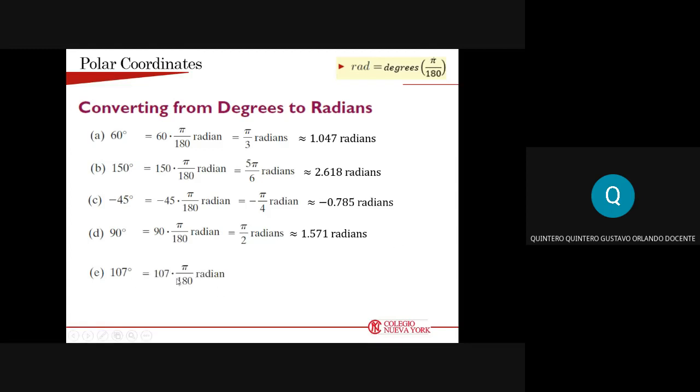Beautiful. Now, the next one, 107 degrees into radians. There are some cases where we cannot simplify. We cannot simplify these numbers any further. So all we can do is write the solution as approximate as we can. Let's see who gets it first in the chat.